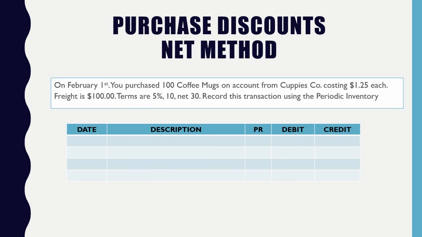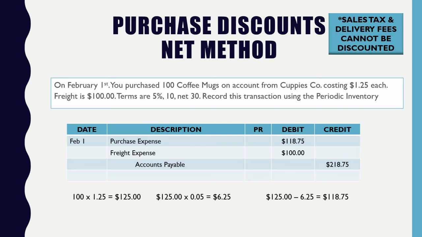We're dealing with purchasing 100 toys at $1.25, and $100 of freight, and it's going to be on account. So how do we determine what accounts we're going to be using? Purchase expense and freight expense, and we're putting it on account. Now, I'm going to ask you a question. Can you take a discount off of the freight? No. You can't take a discount on shipping, freight, or sales tax. Exactly. So where are you taking the discount from? Items. Yes, you're going to take it off of the original purchase price.